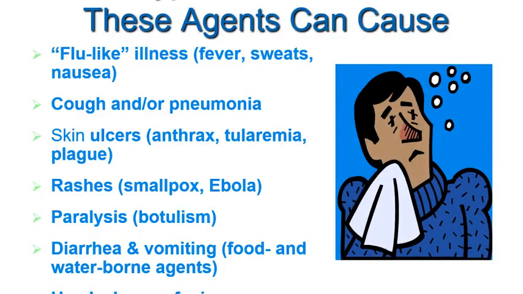So all of these agents can cause flu-like symptoms, so it's your responsibility as the nurse to identify what is unusual about this particular infection. Is it an unusual population, distribution, location, that sort of thing? Because many times they do present with flu-like illnesses, coughs or pneumonias, skin ulcers, rashes, diarrhea and vomiting. So a lot of these can mimic common illnesses that your patients might be encountering in their everyday situations.